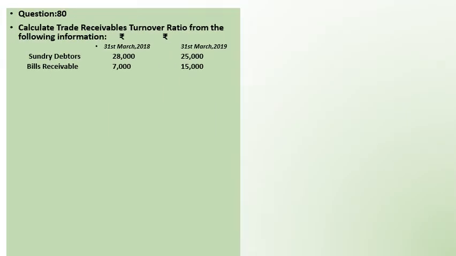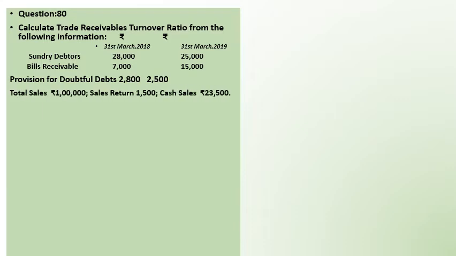We have the next question, that is trade receivable turnover ratio. From the following information, opening debtors is given 28,000, closing debtors 25,000, that is 2018 and 2019. So previous year is opening and current year is closing. Bills receivable is given 7,000 opening and 15,000 closing. Provision for doubtful debts is also given, opening 2,800 and 2,500 closing. Total sale is given 1 lakh, sales return is 1,500, and cash sale is given 23,500.